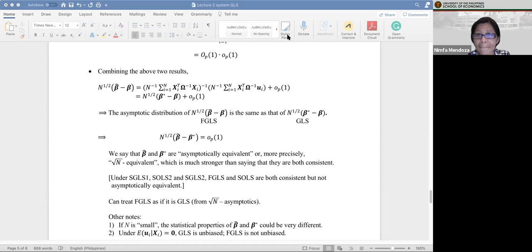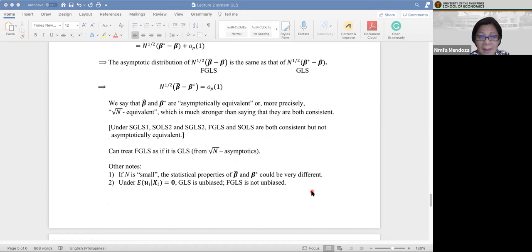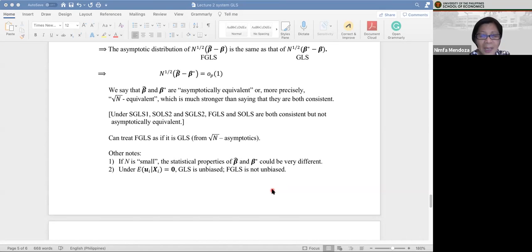So we've been doing the asymptotics for system GLS. How about the small sample properties? If n is small, the statistical properties of FGLS and GLS can be different. Now, under the zero conditional mean assumption, GLS is unbiased, but feasible GLS is not unbiased. Well, that's the price you have to pay for estimating omega.